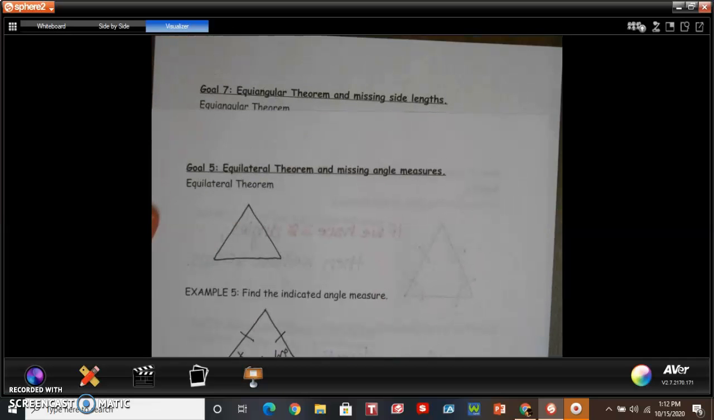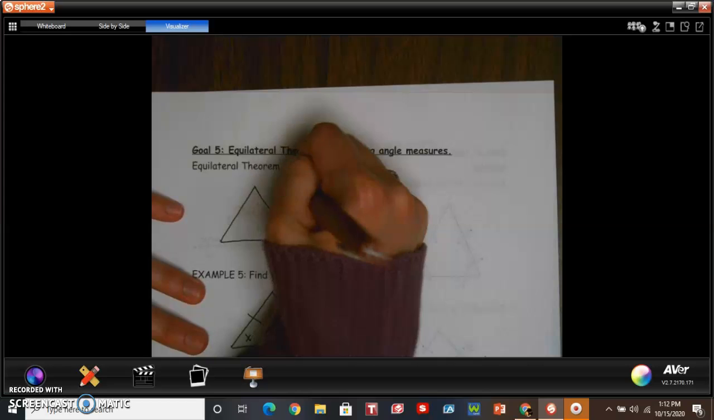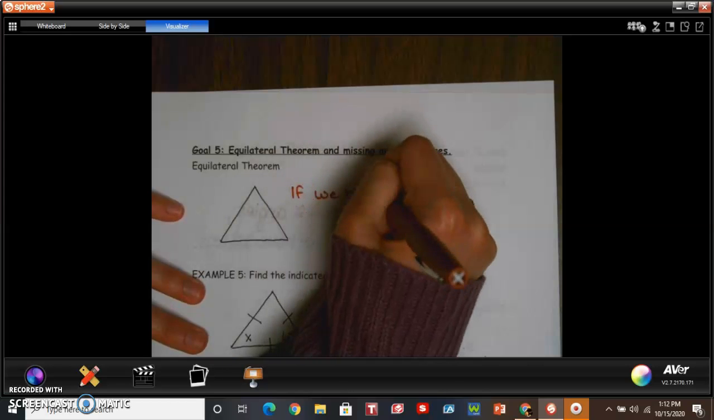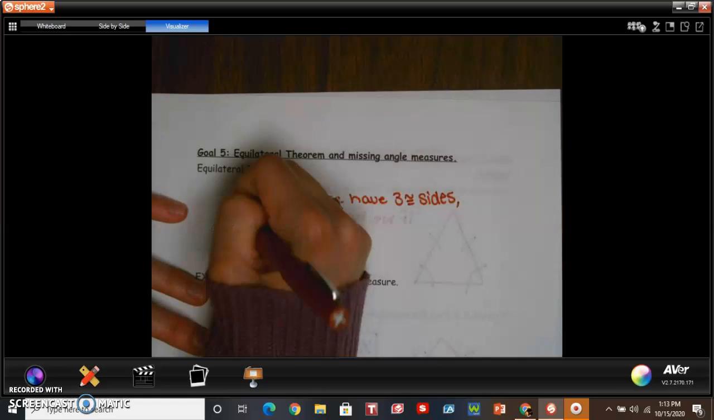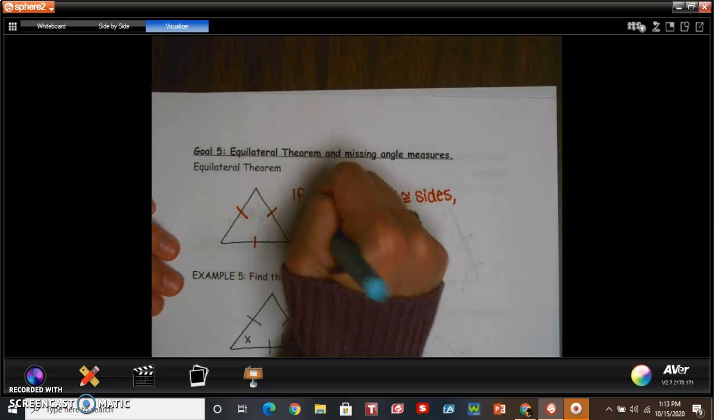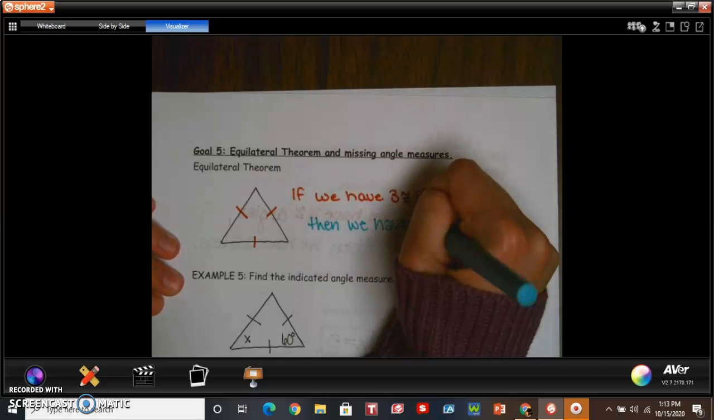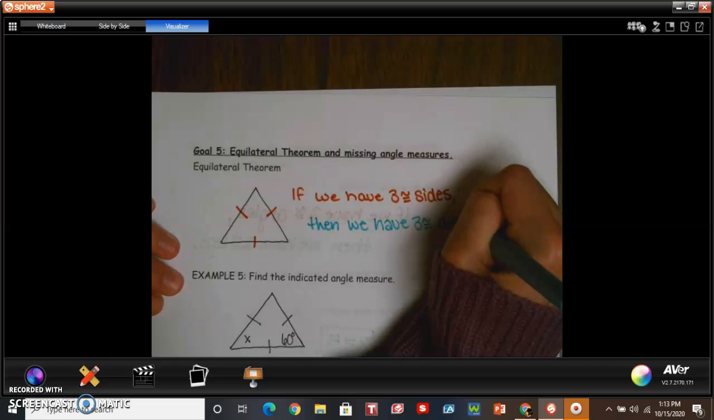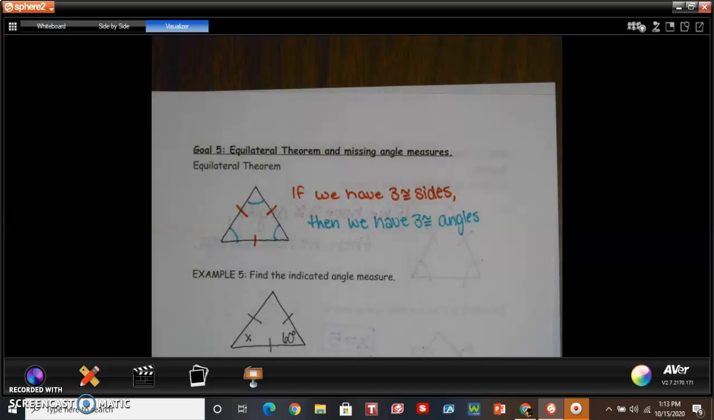All right. Let's talk about goal 5. Goal 5 is dealing with the equilateral theorem. Remember, equilateral means we have all congruent sides. So this is saying if we have 3 congruent sides, then we also have 3 congruent angles. So if all the sides are the same, all the angles are the same.